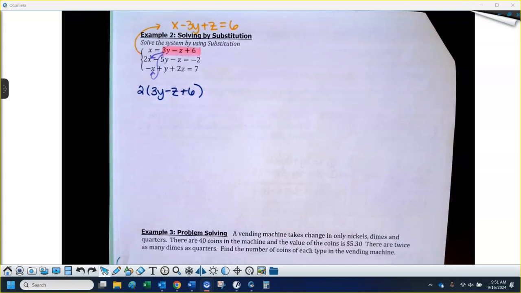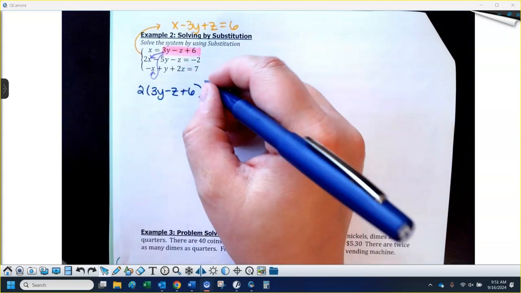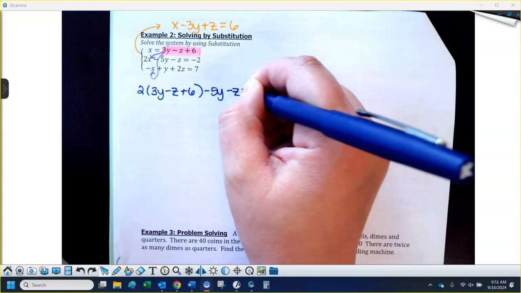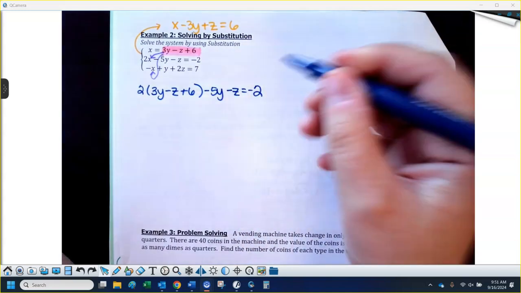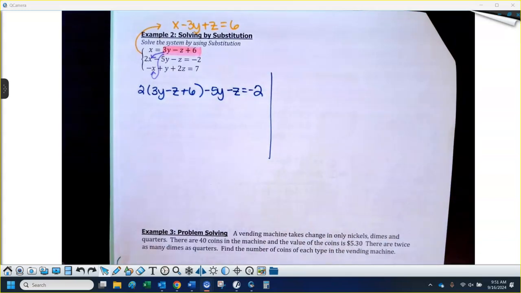And forgive me, in these problems you have to be real careful because a z can look like a 2 really easily. So I usually put a little line through my z so I know it's a z. So I'm going to sub this into that second equation. This would be minus 5y minus z equals negative 2. And I would do that substitution. I'm going to grab a different color real quick.